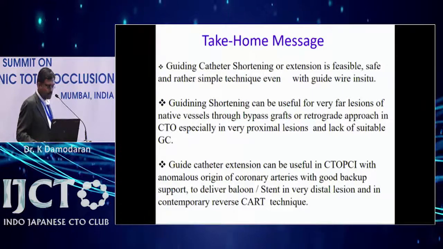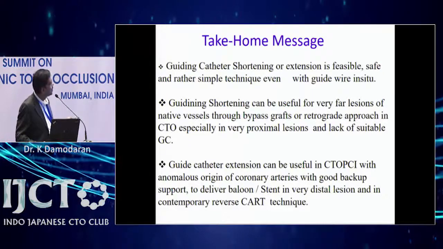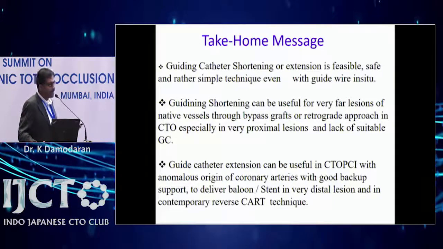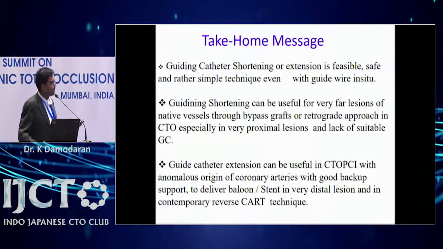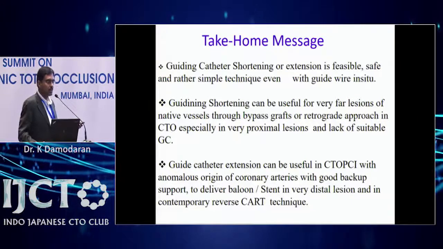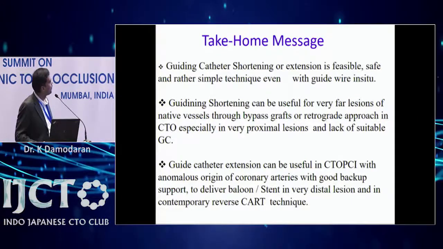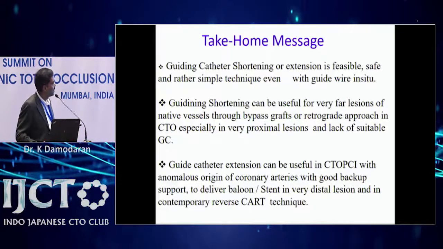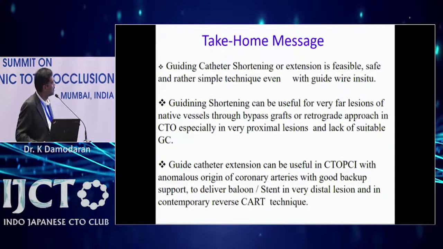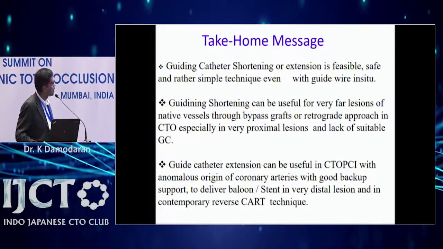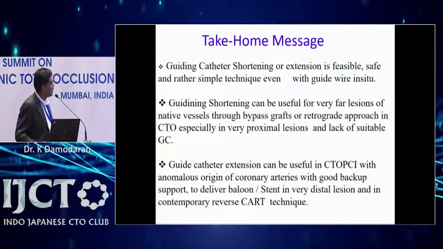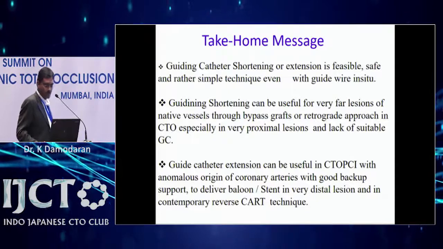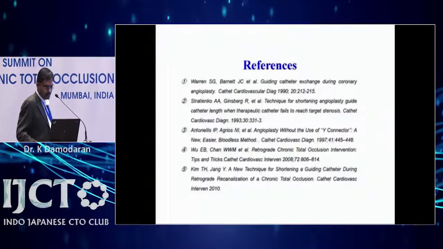The take-home message is both guiding catheter shortening as well as extension is feasible even if the guiding catheter is already engaged in the coronary artery, even if the lesion has been crossed by a guide wire. And it is useful in the situations I have mentioned, in native vessels, in a post-bypass, or in a very, very proximal lesion in a retrograde approach. And the extension, as I told you, may be useful in patients with poor backup support. Thank you.